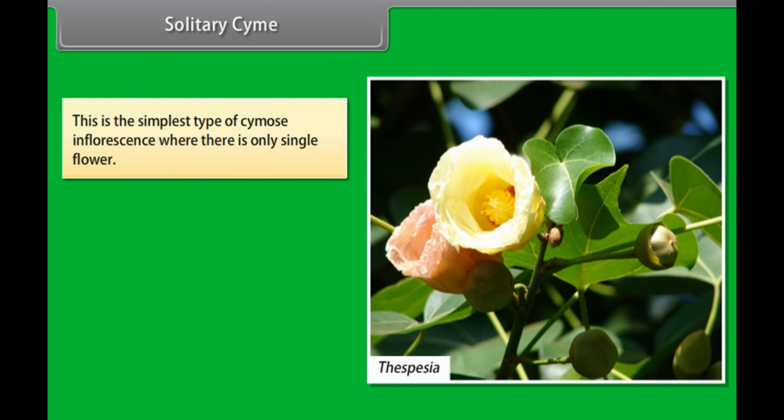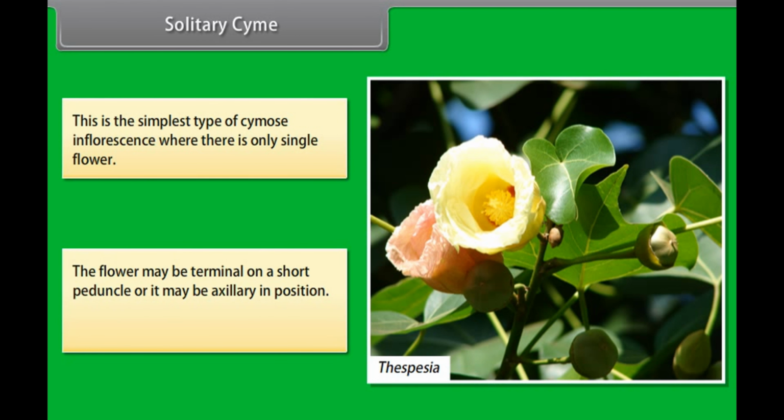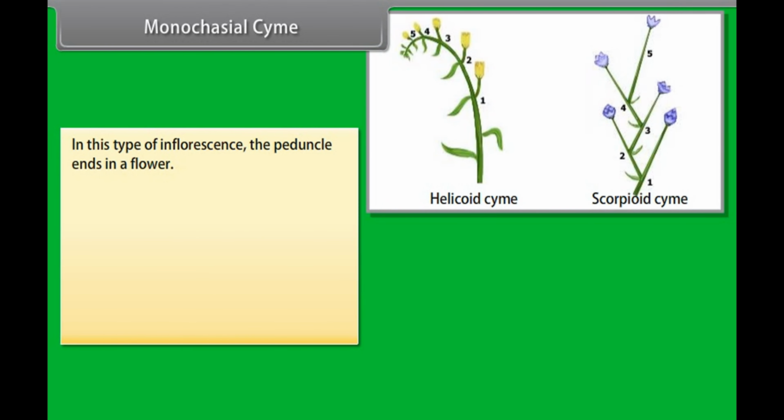Solitary cyme. This is the simplest type of cymose inflorescence where there is only a single flower. The flower may be terminal on a short peduncle or it may be axillary in position. Example, thespesia.